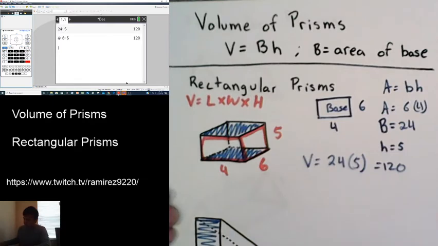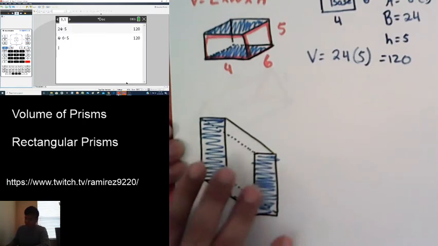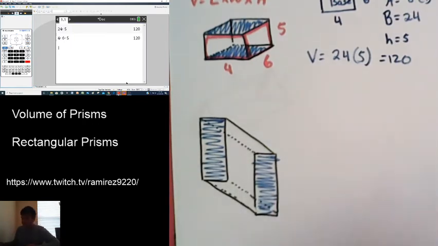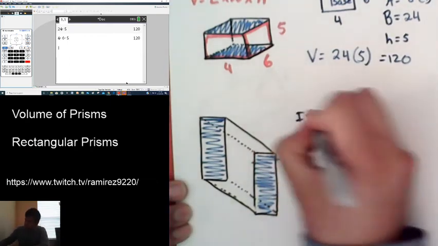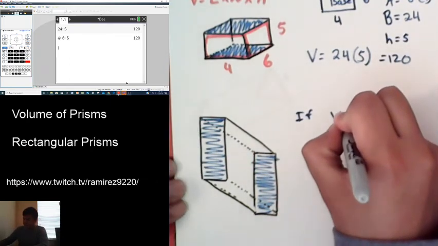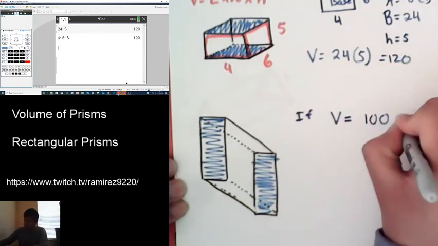Let's go ahead and do one more. So here is my rectangular prism. And when we're working on rectangular prisms, quite frankly, any surface could have been your base. I just decided to use these as my bases this time. What I'm going to do on this problem now is work in reverse. Let's suppose that the volume of this figure was 100, I guess, centimeters cubed.